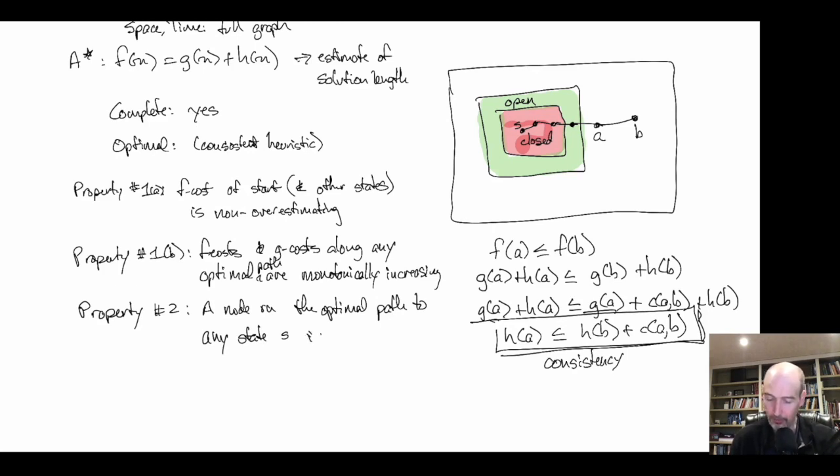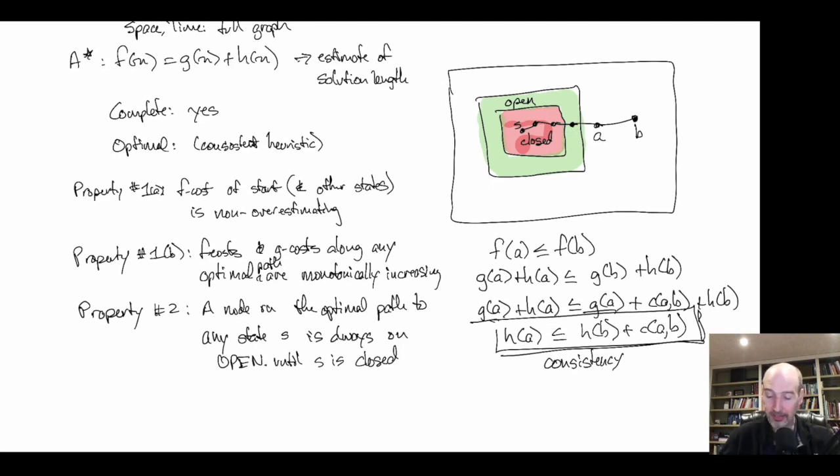is always on open until S is closed. So we're saying if I'm trying to get to some arbitrary state B out here, it is always going to be the case that there's some node here on the open list at all times.